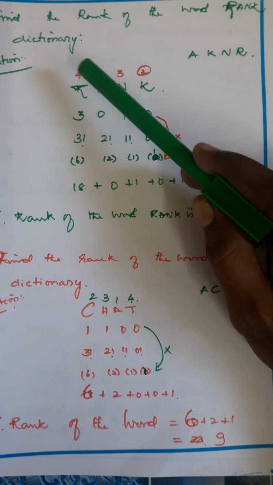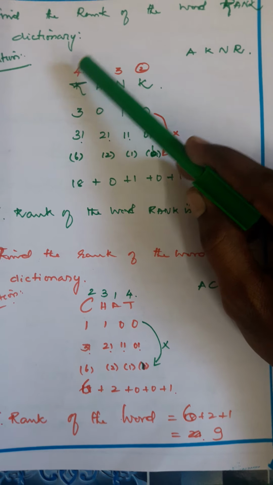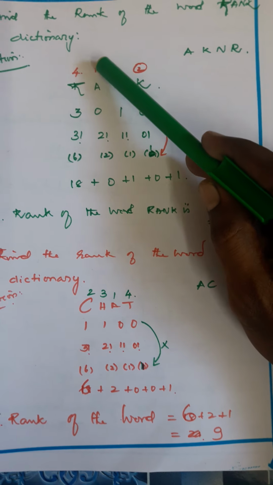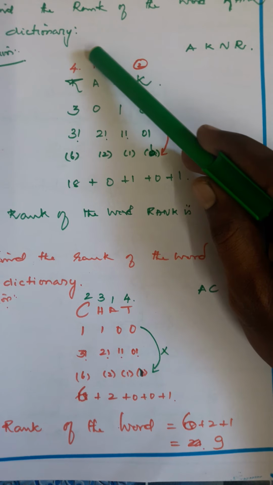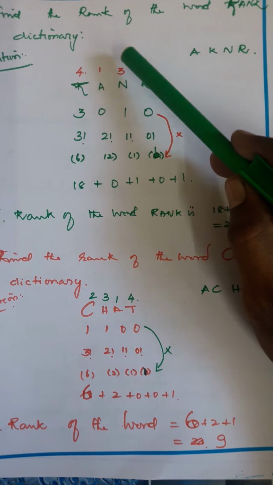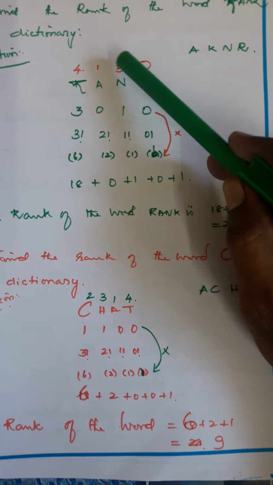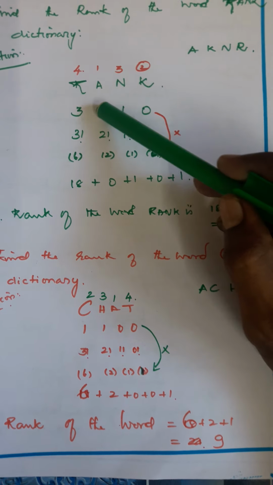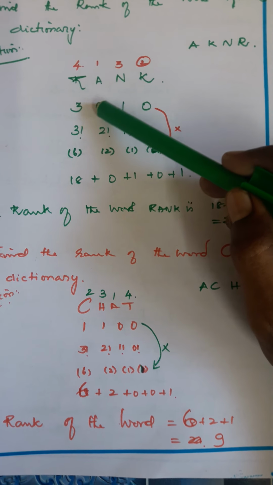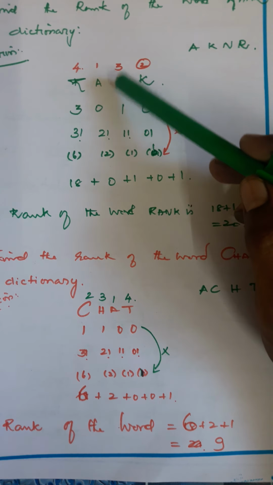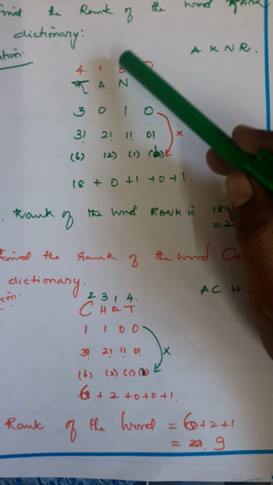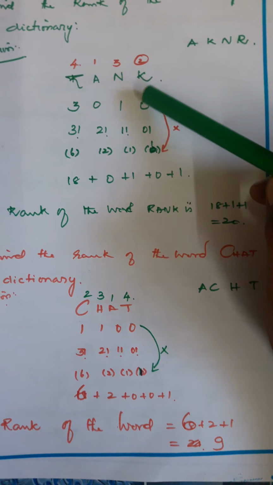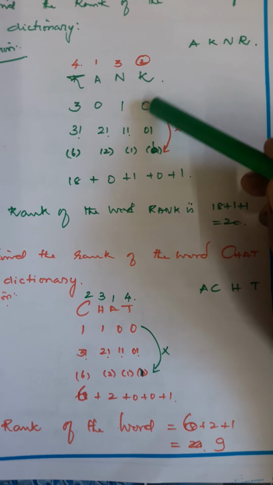Is it clear? First I have 4, and it is more than these 3 numbers, so I write 3. The next letter is A, the number is 1. 1 is the least number compared to 2 and 3, so nothing is less than 1, so it is 0. Like that, N is the third number, but after that you have 2, so we write 1. And K has no letters after it, so it is 0.